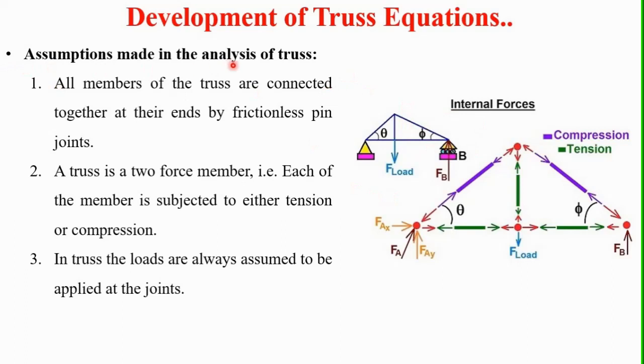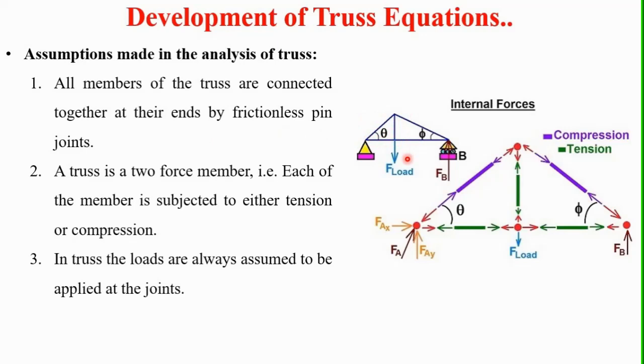The first assumption is that all the members of this truss are connected together at their ends by frictionless pin joints only. Here we can say this is the truss. This is the first member, second member, this is the third member, and these three members are connected at this joint by means of frictionless pin joints only. These two members are connected at this point, and again these three members are connected at this point by frictionless pin joints. This is the first assumption.